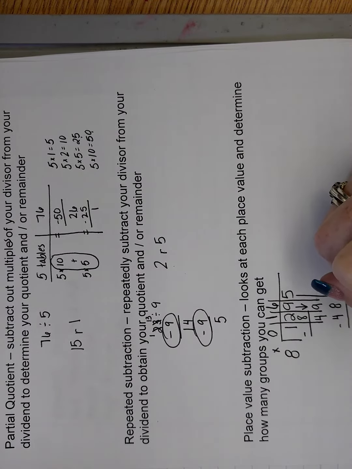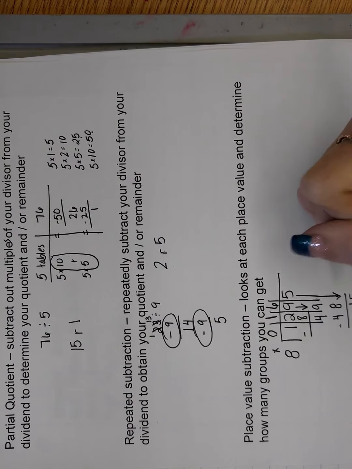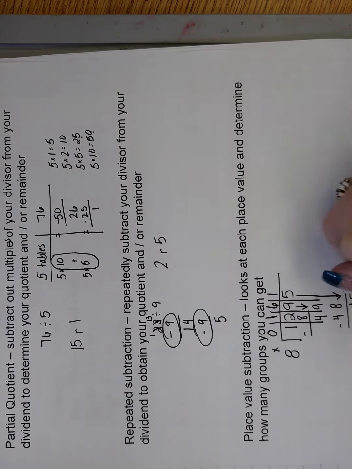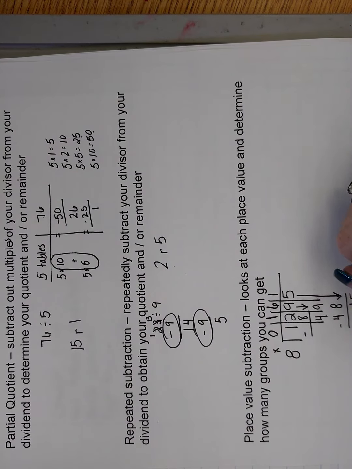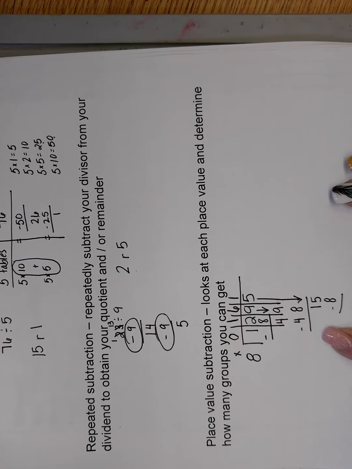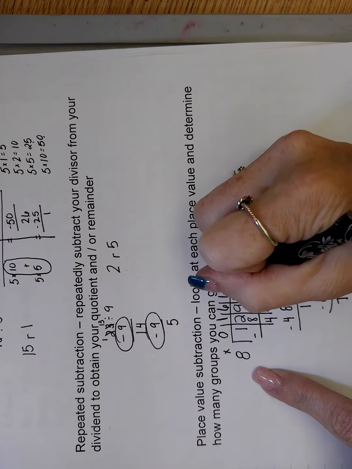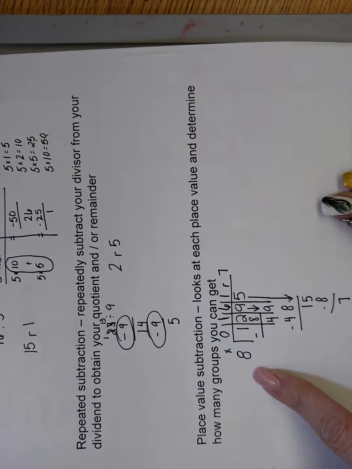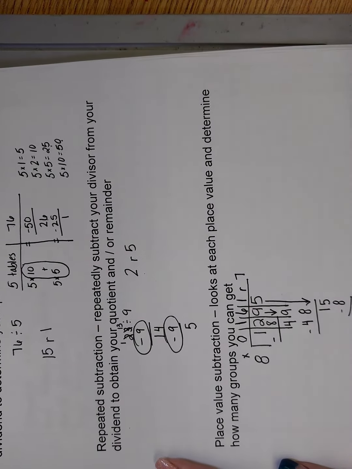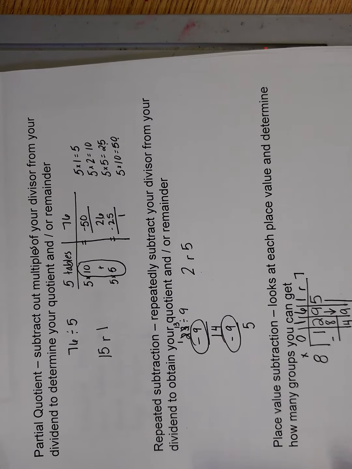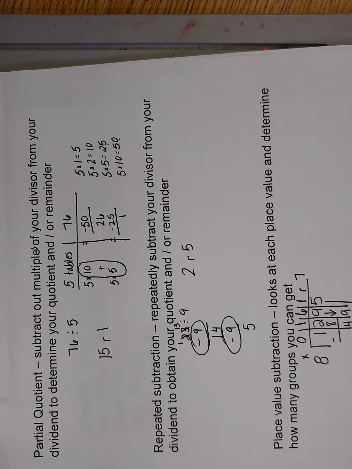Bring down my next digit, which is 15. How many times does 8 go into 15 evenly? That's 1 time. 15 minus 8 is 7. 7 is less than 8, so it's 161, remainder 7. So these are the 3 strategies that your children have been taught that they will use to solve their problems. So I just wanted to go over the strategies real quick.